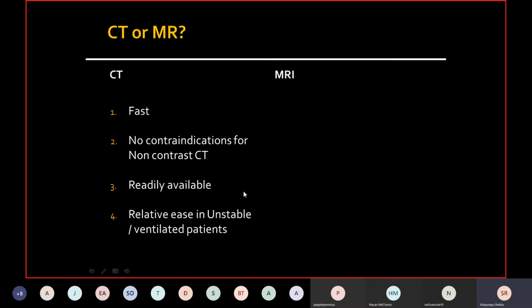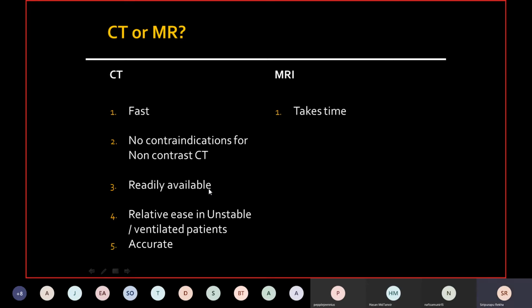I'm very careful in using the word relative here, because yes, it's not easy to image unstable patients and certainly not easy to image ventilated patients, but imaging makes a difference and it is necessary. Therefore, if we look at CT versus MR, it is relatively easier to image these patients with CT. And finally, it's accurate.